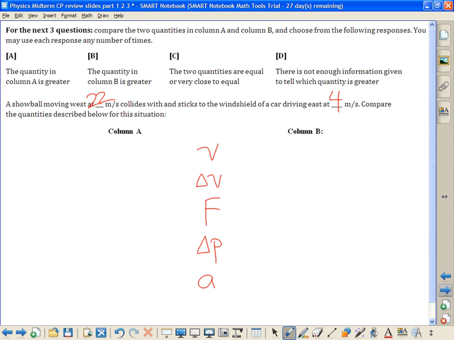Did you say that the change in velocity is not acceleration in physics? Change in velocity is how much your velocity changed. Acceleration is the rate at which it's changing over time. So change in velocity is to acceleration as change in position is to velocity. So they're in the same direction.